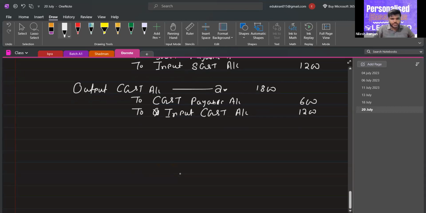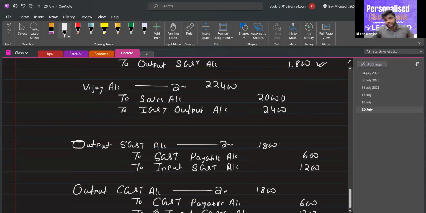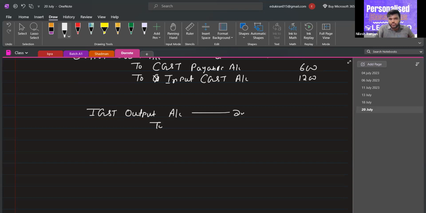Now the next one. IGST. You can see IGST here. There is no input IGST we have. So IGST output account debit to IGST payable account, 2,400. Is this clear?